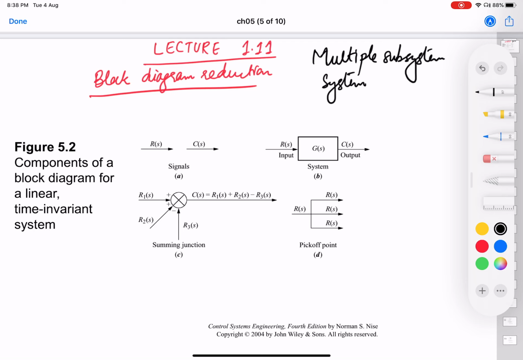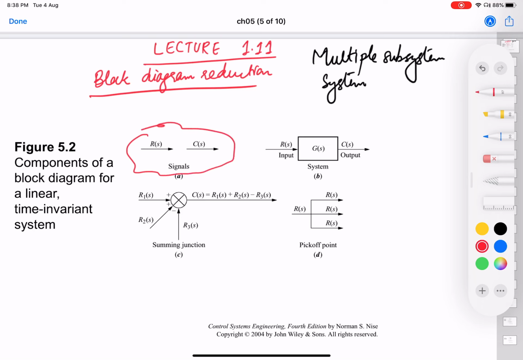These arrows represent signals. We call them signals because they are normally voltages, currents, pressures, forces, velocities, and so on, and they are basically processed by the systems on which they are acting. So these are called signals. This is the general notation and the general terminology.